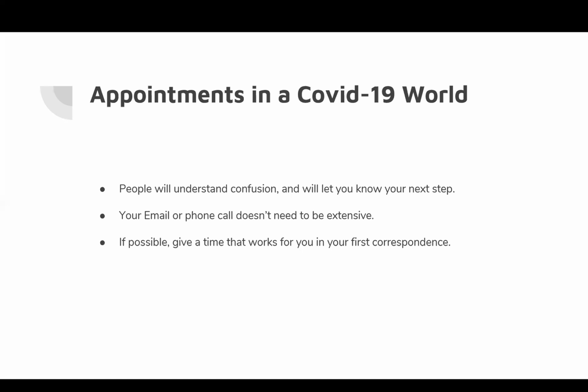And if possible, when you're making your initial correspondence, give a time that works for you. Don't just try to let the people you are making an appointment with give you times that work for them. If you can start by saying, this time works for me, they're far more able to get you into a time slot that you can actually use faster than them saying all of their available times.